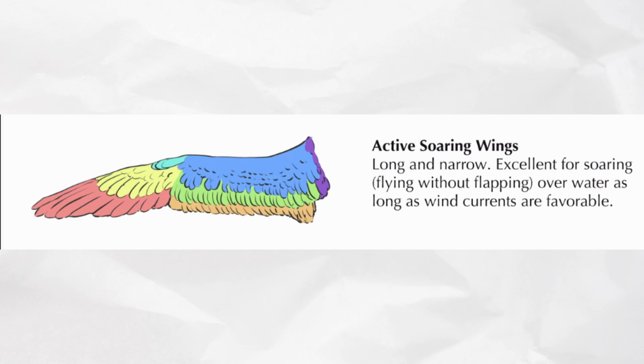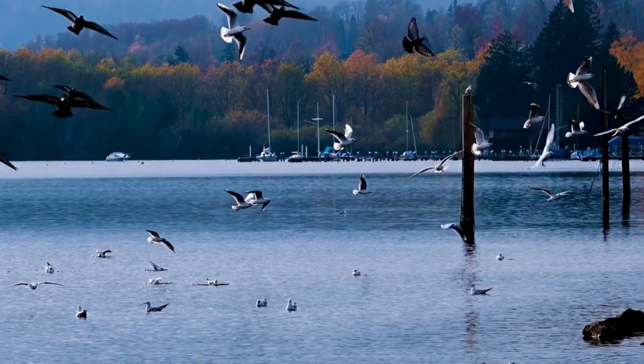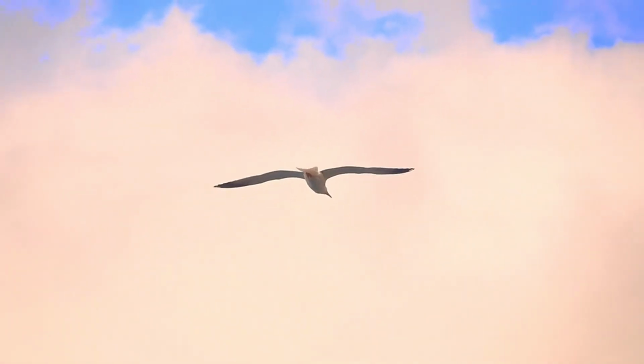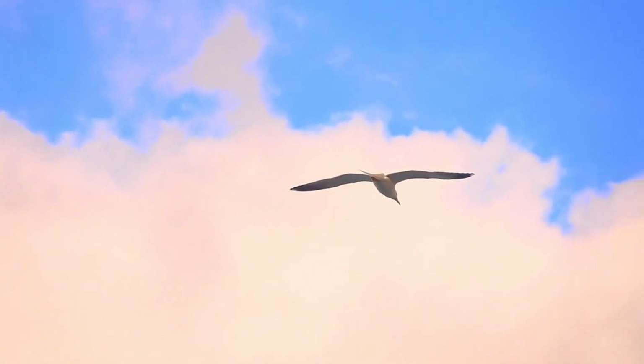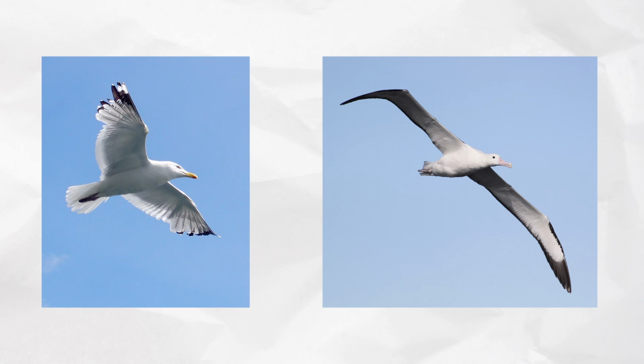Active soaring wings. These wings are narrow and long and are typically found on seabirds. This helps them to soar for long periods of time with little effort or flapping their wings. Some examples are seagulls and albatrosses.